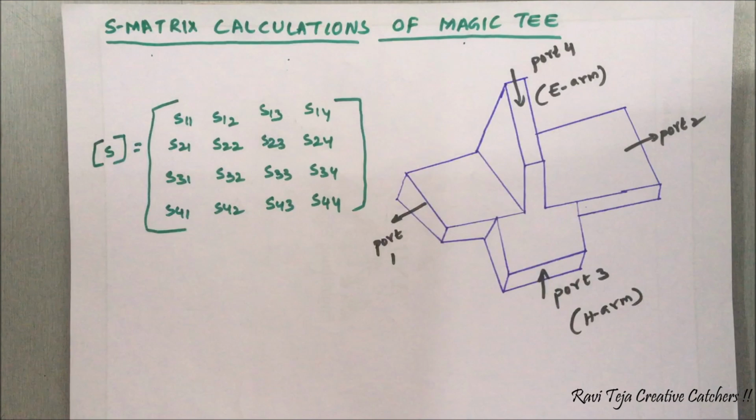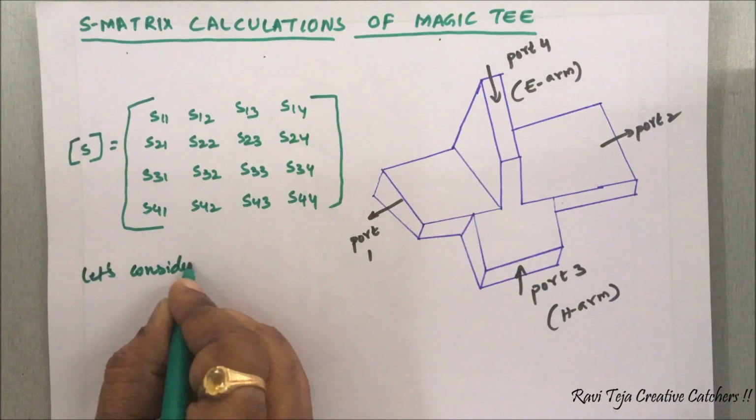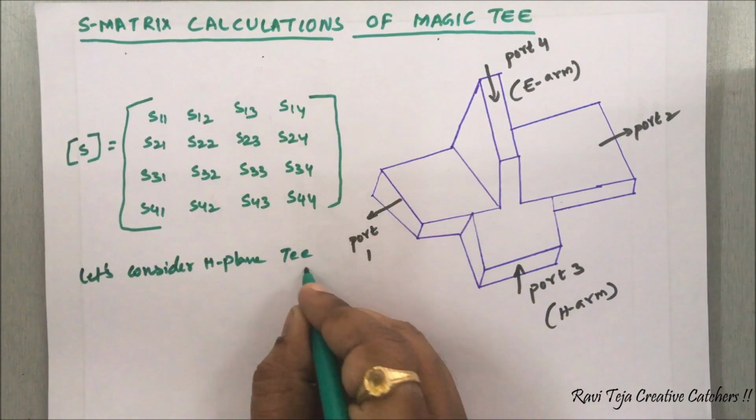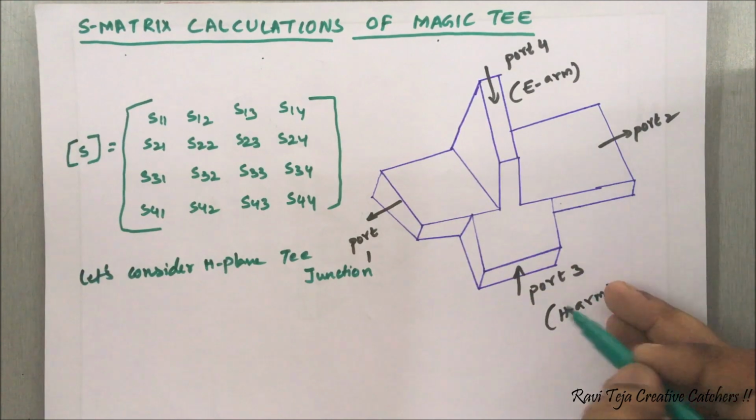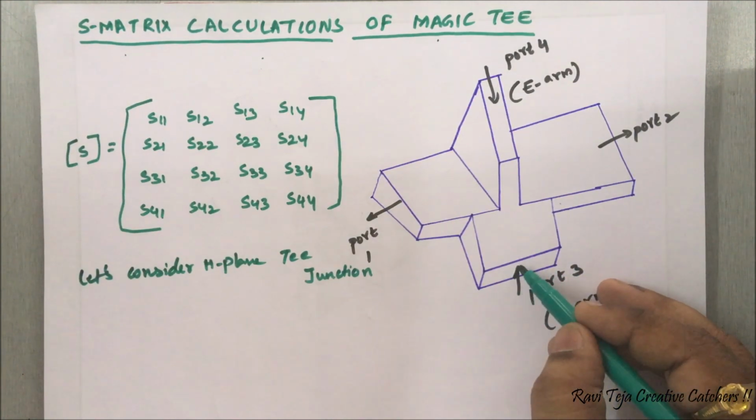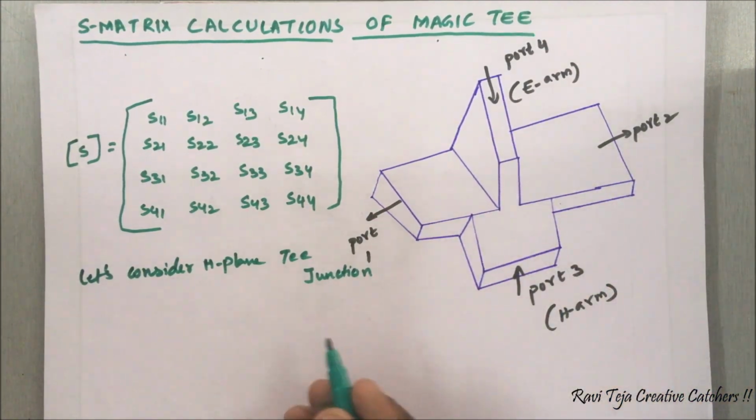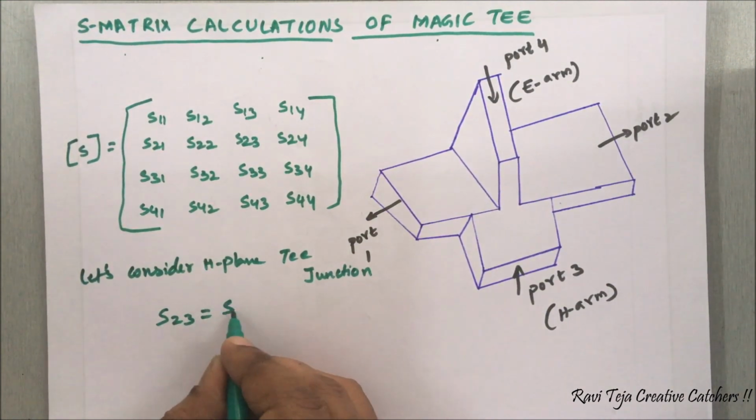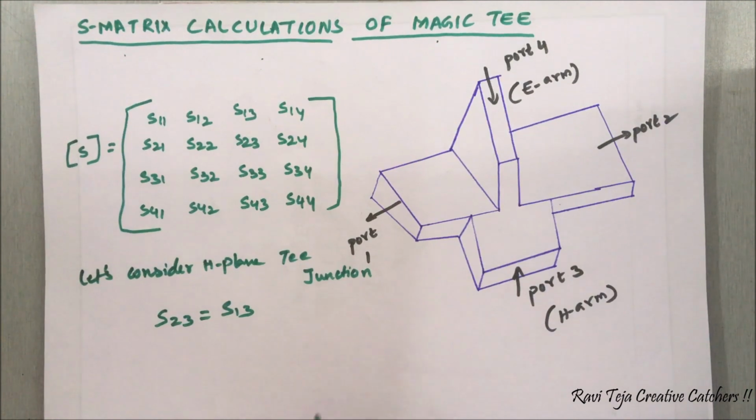Now let's consider the H plane T junction. So if you see the H plane T junction, signal will be propagated through port 3 and it will be equally distributed and coming out from port 1 as well as port 2. So this can be written as S23 is equal to S13, where 1 and 2 are the outputs and 3 is the input.